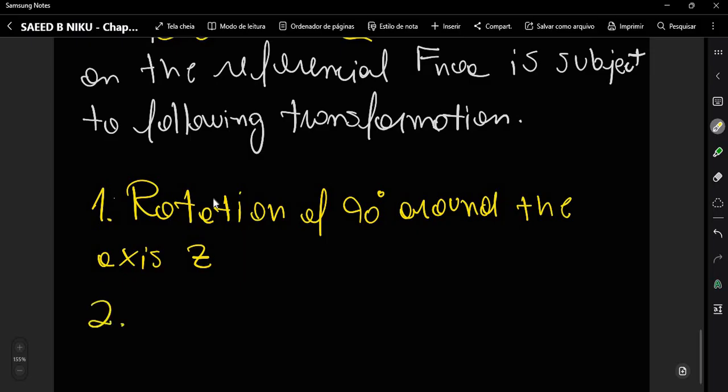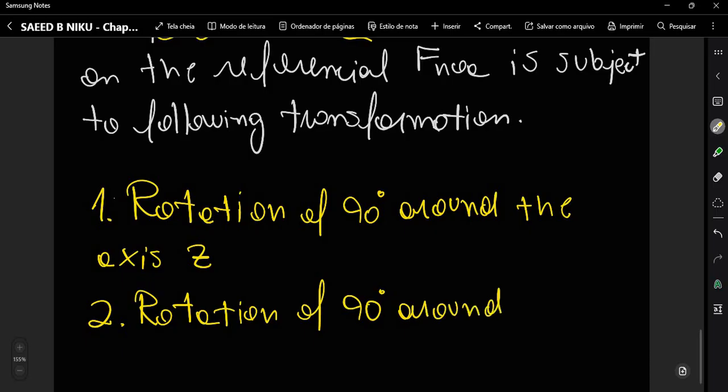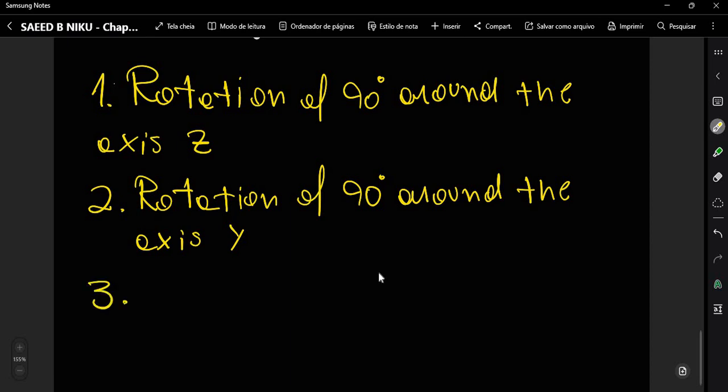And after that, a second transformation is applied, which is also a rotation transformation, also of 90 degrees, around the axis Y. And we have a third transformation, but now it is a transformation of translation.